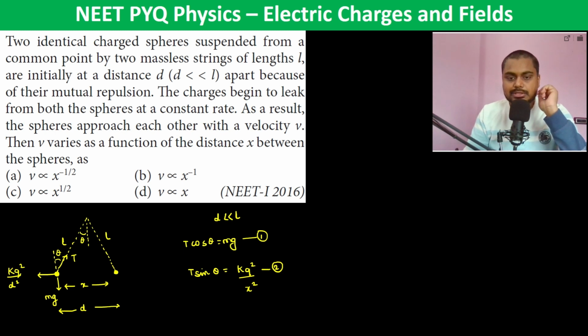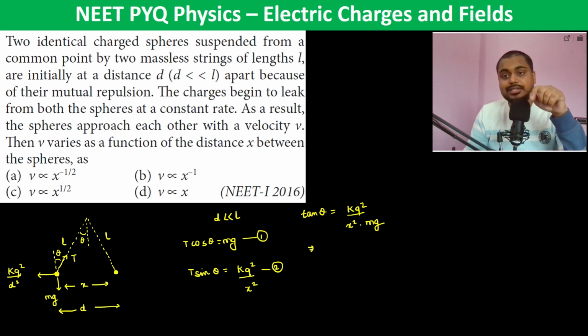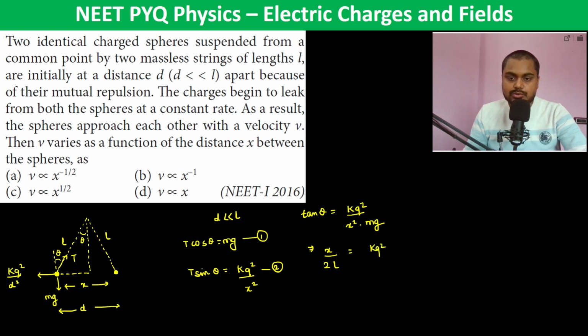Second, so therefore what happens is tan theta हो गया kQ² by x² into mg. Now what is tan theta? tan theta अगर ध्यान से देखिए it is x by 2 divided by L. तो x by 2L is equal to kQ² by x² into mg. So that means x³ is equal to Q² into some constant C.